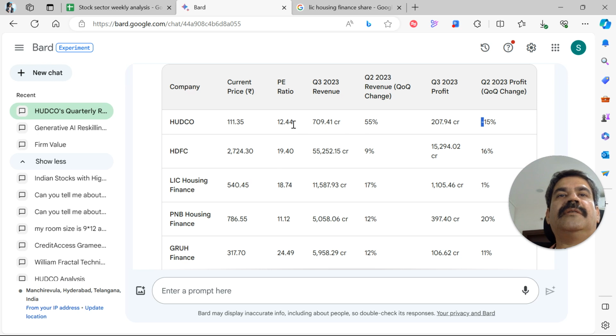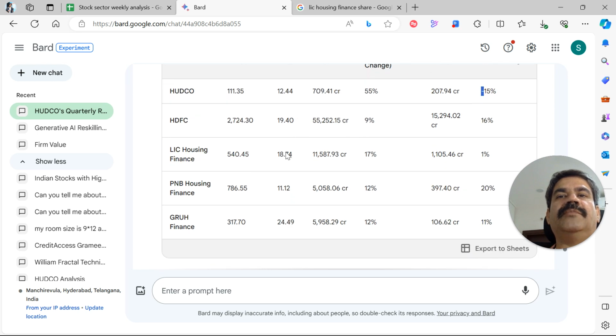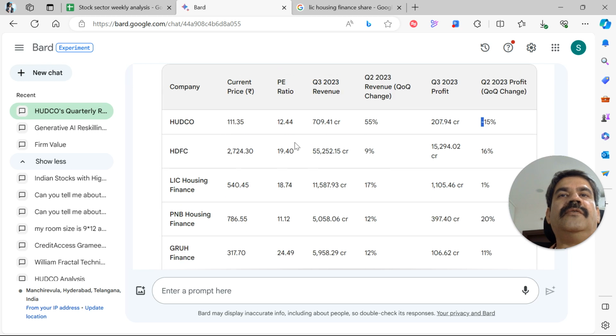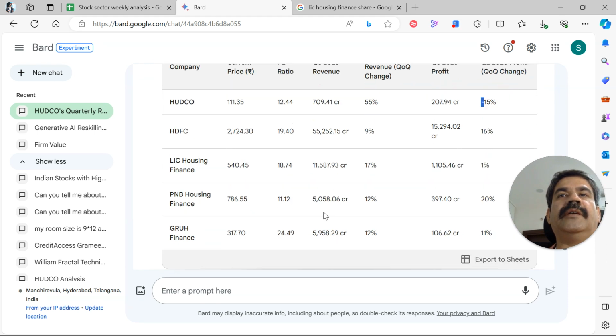But if you look at it, this is pretty decent information to begin with, that you've got the list of competitors, you've gotten the information on the PE, you've gotten the information on their current price, and then you can also see how each one of them has done in terms of the quarterly results, in terms of the revenue and the profit. So I think this part is not that accurate, but definitely in the right direction.